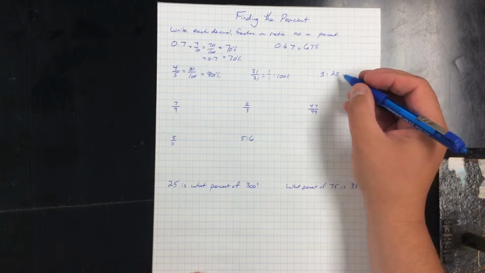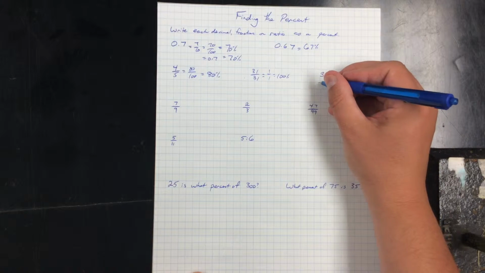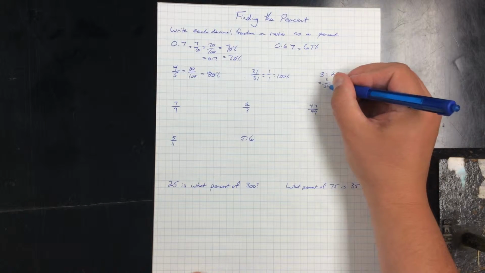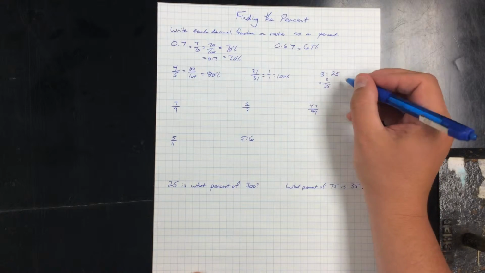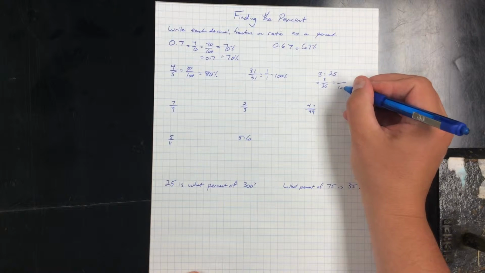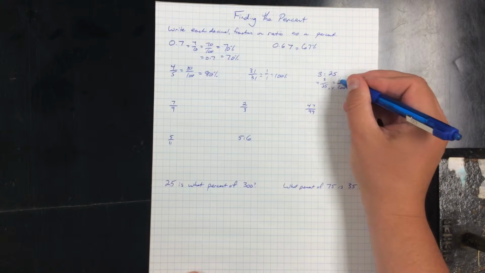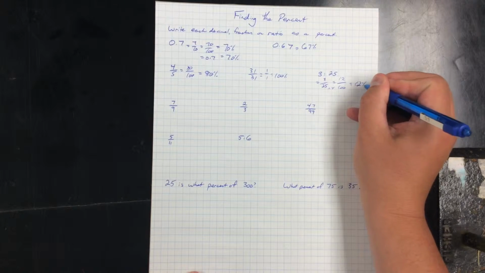3 to 25, probably if I rewrote that as 3 over 25, like a fraction, I'd see that a bit clearer. And I still want to get to 100, so I'm multiplying it by 4. 3 times 4 is 12, so it's 12%.